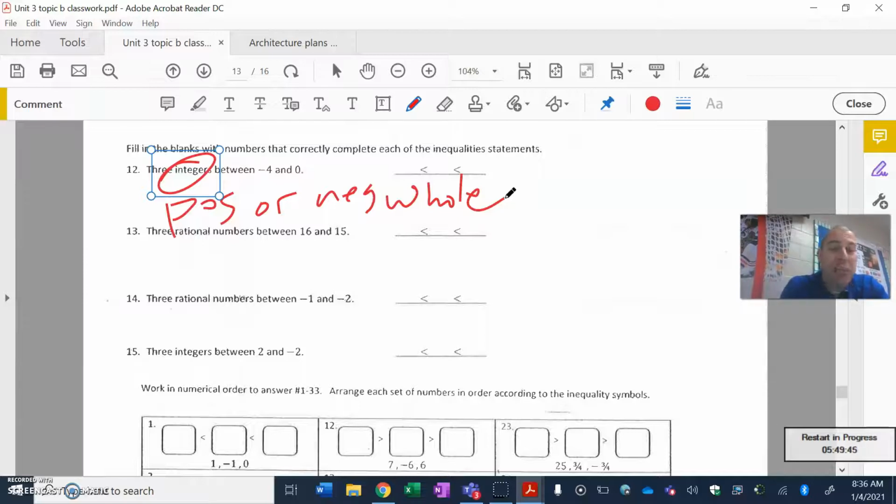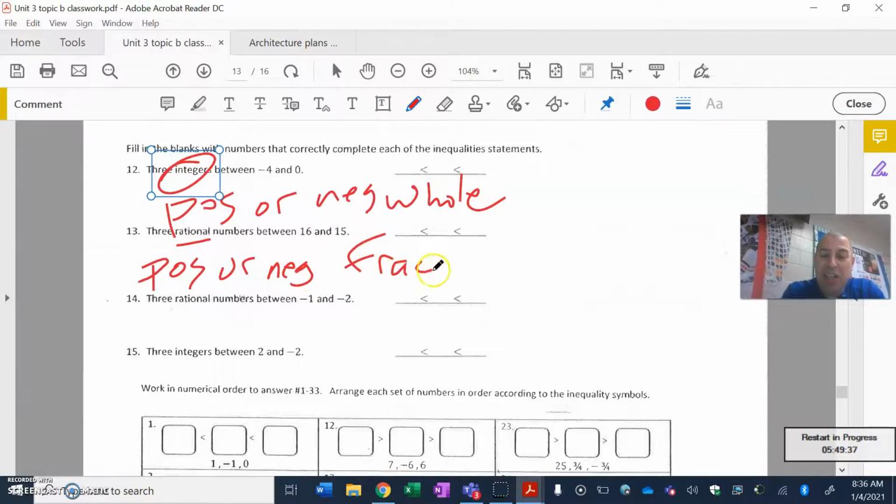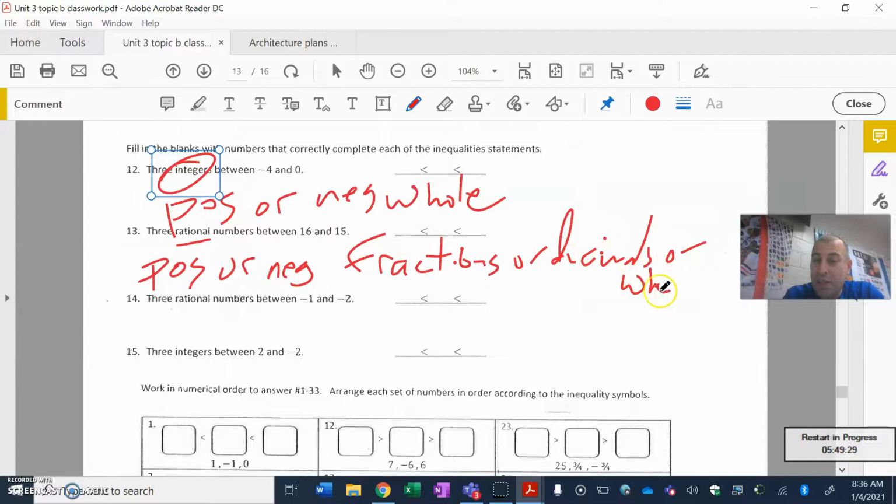Okay, now this one says 3 rational numbers. So remember, this is positive or negative fractions or decimals. We can even add in whole numbers. So they can be any of those things there. Because you're between 16 and 15, between them, there's no whole numbers in between there. So these will be fractions or decimals there. So do keep that in mind.